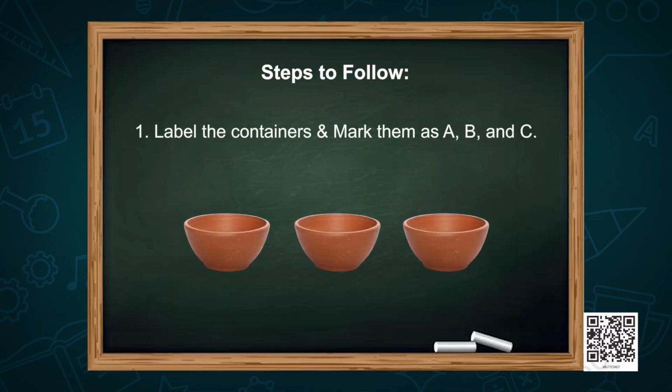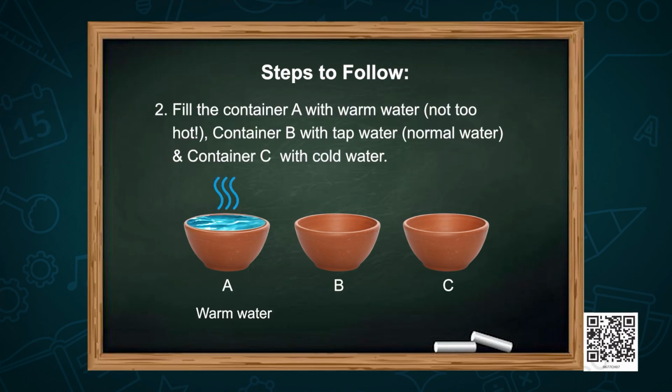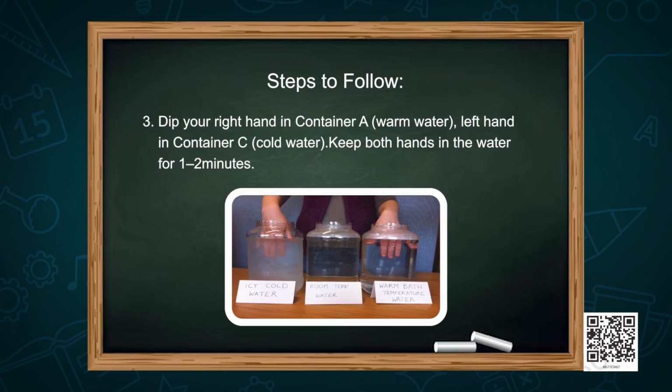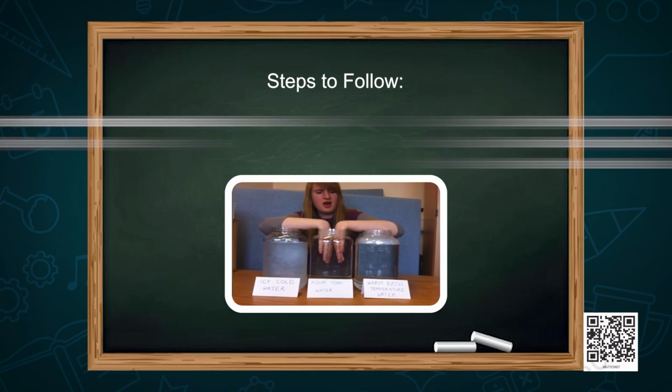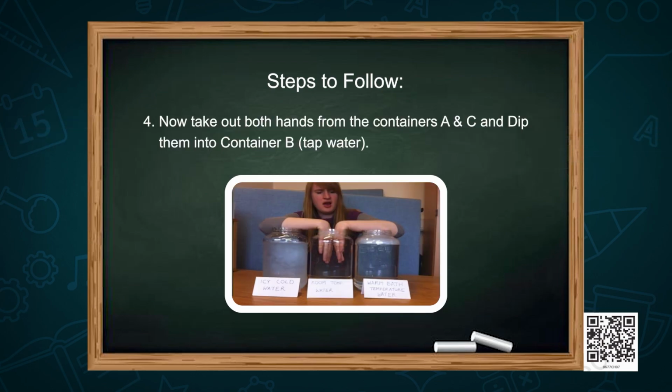Steps to follow. Label the containers, marking them as A, B and C. Fill container A with warm water, not too hot, container B with tap water, normal water, and container C with cold water. Dip your right hand in container A, warm water, and your left hand in container C, cold water. Keep both hands in the water for 1 to 2 minutes. Now, take both hands out of containers A and C and dip them into container B, tap water.